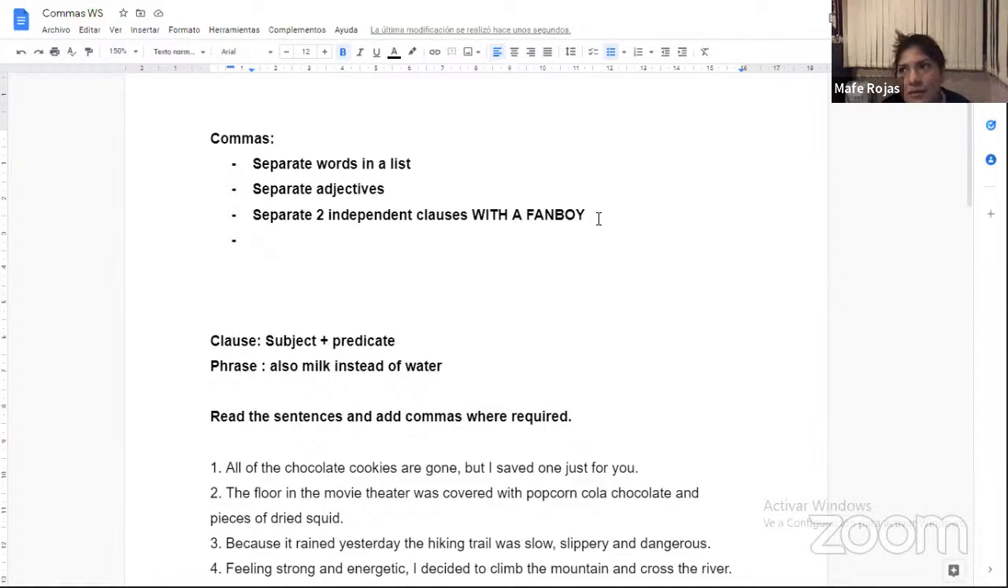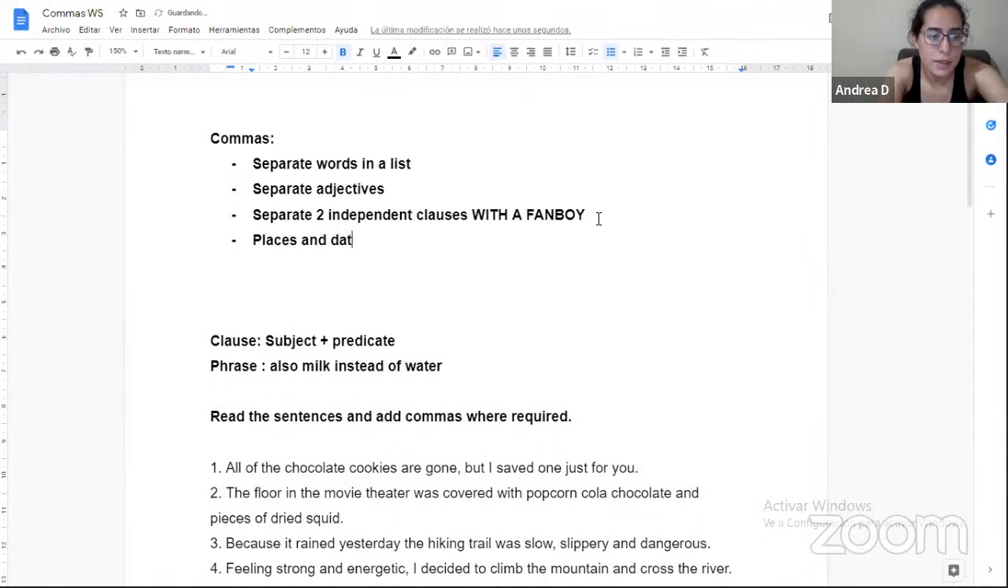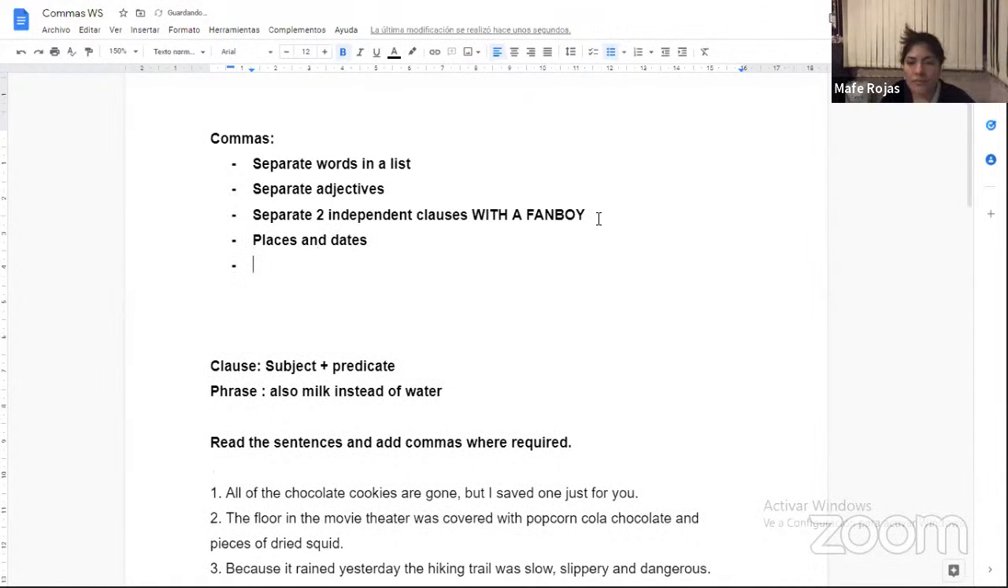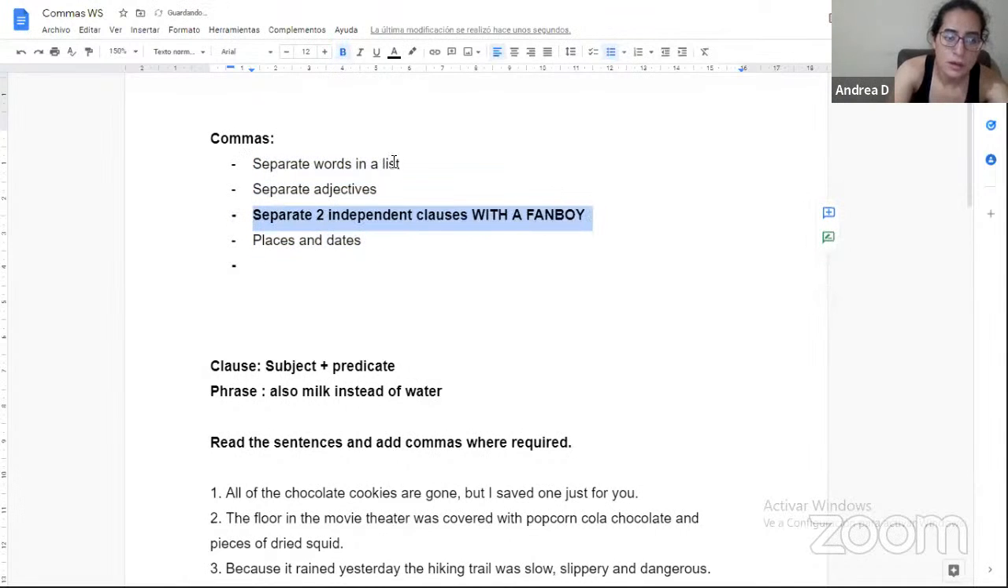Like you said in the last class, to separate the states. Right. Okay, yes, with places and dates. And there's one more use. I mean, the three more important uses will be this one here. Okay, I'm gonna rethink. All right, so now this is in bold. This is in bold. And there's one more use.